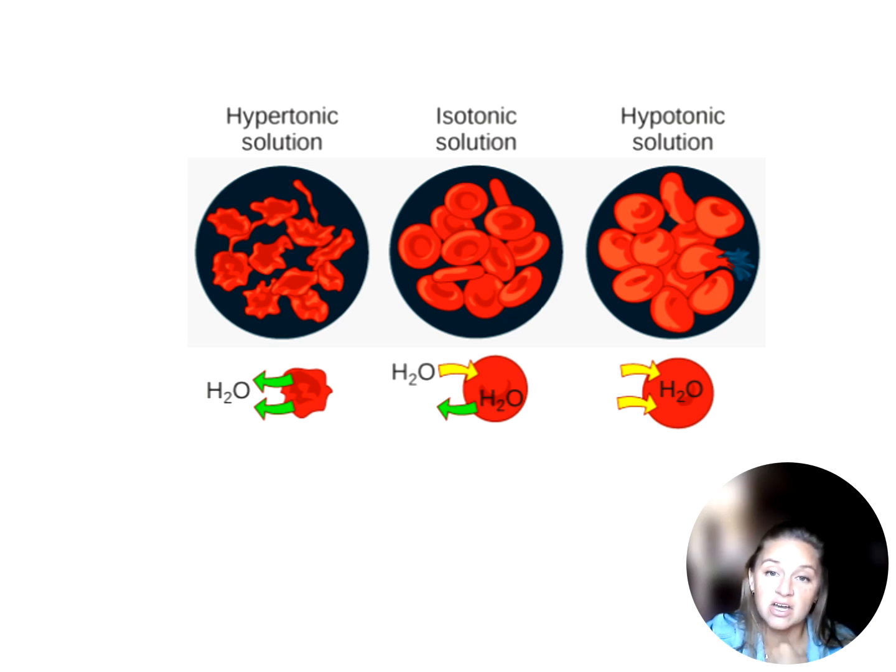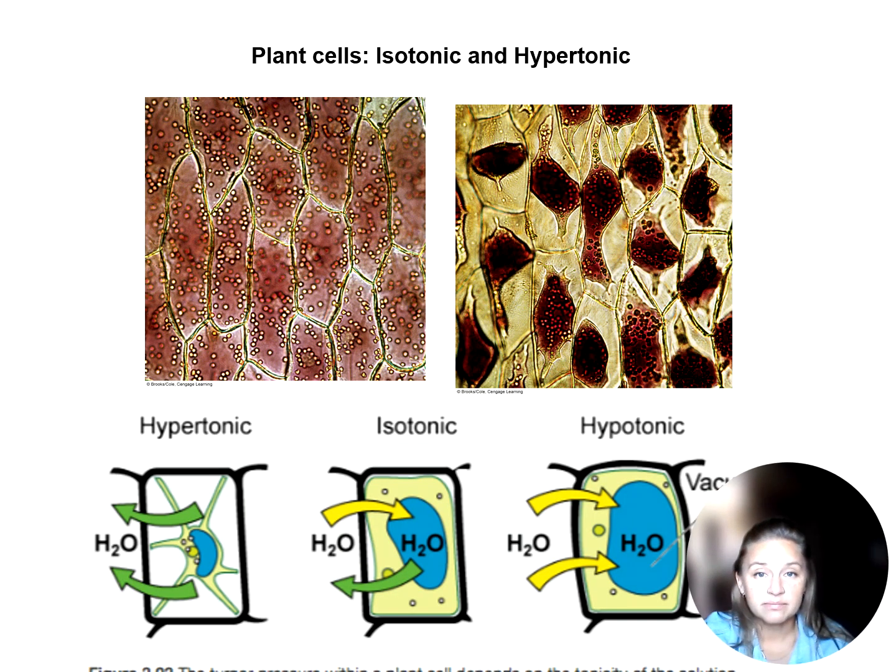Hypotonic means that the concentration outside is lower and the concentration inside is higher. So water is going to go into the red blood cell to try to equalize those concentrations, and the red blood cell would swell and maybe even burst. And here are some examples of plant cells being isotonic and hypertonic. Same idea.